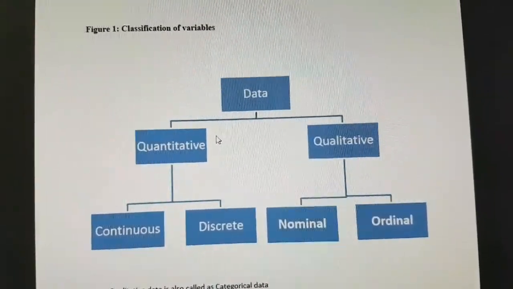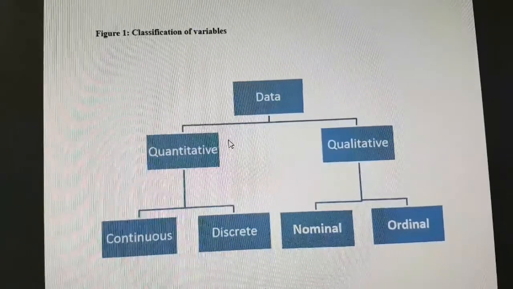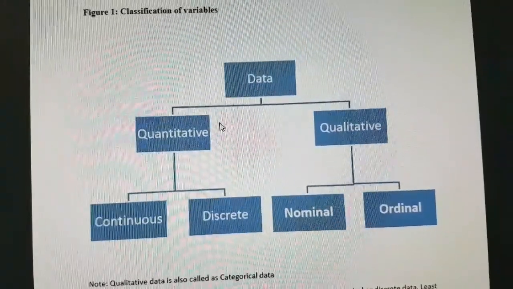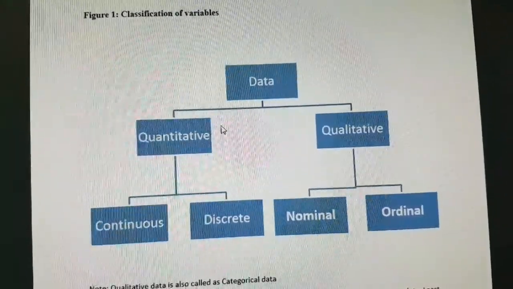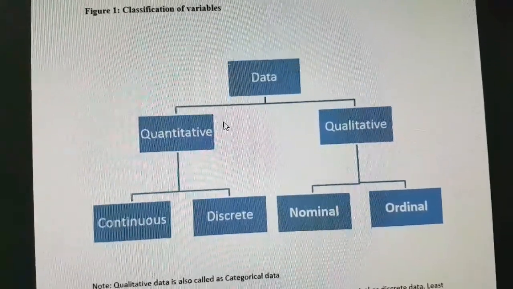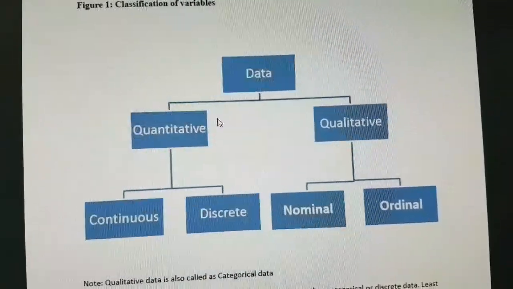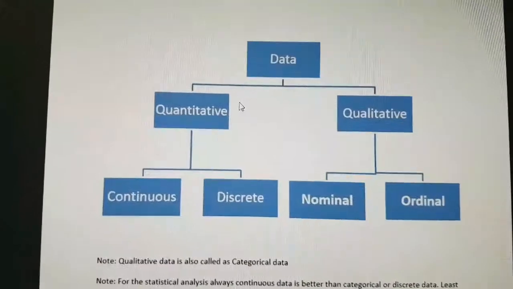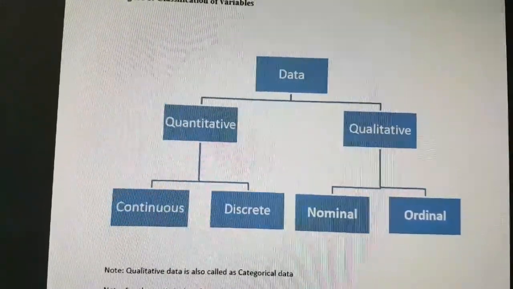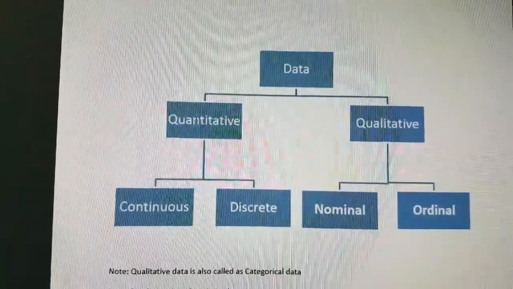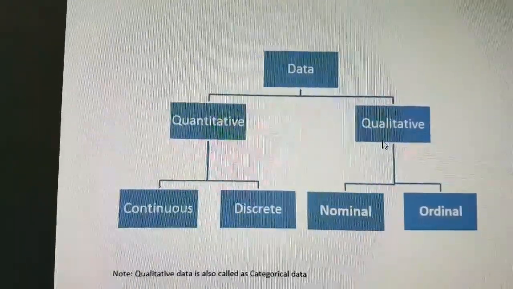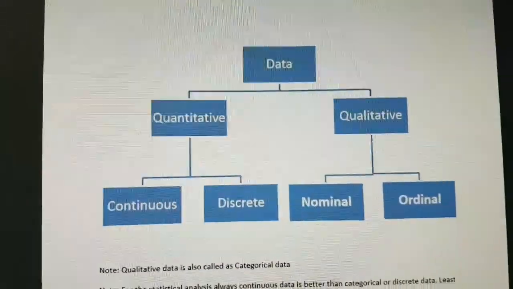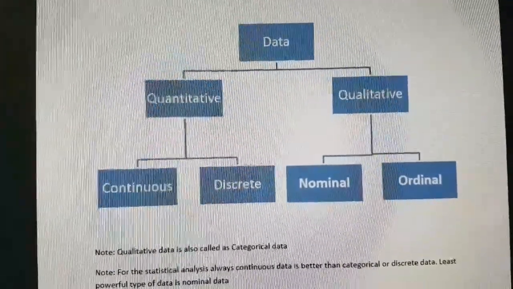We'll see the types of data in statistics. Initially, there are two types of data. One is quantitative, another one is qualitative. Quantitative data is also called numeric data, and qualitative is non-numeric. Then under quantitative, there are two sub-classifications. One is continuous, another one is discrete. Continuous and discrete both come under quantitative. Then what is the exact difference between continuous and discrete? Continuous is measurable data and discrete is countable data.